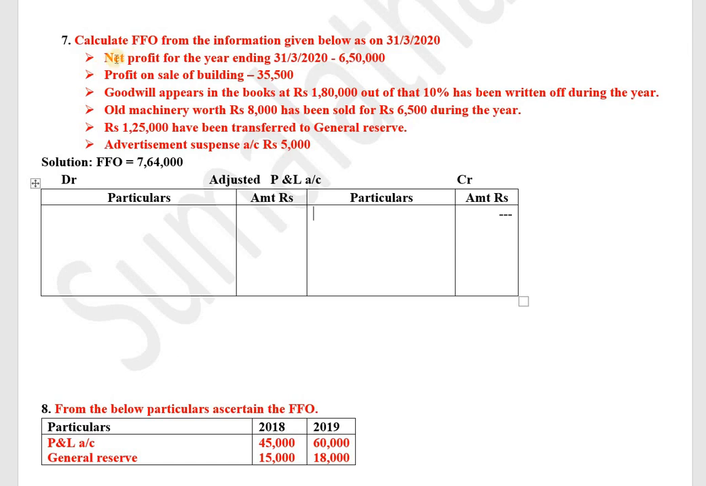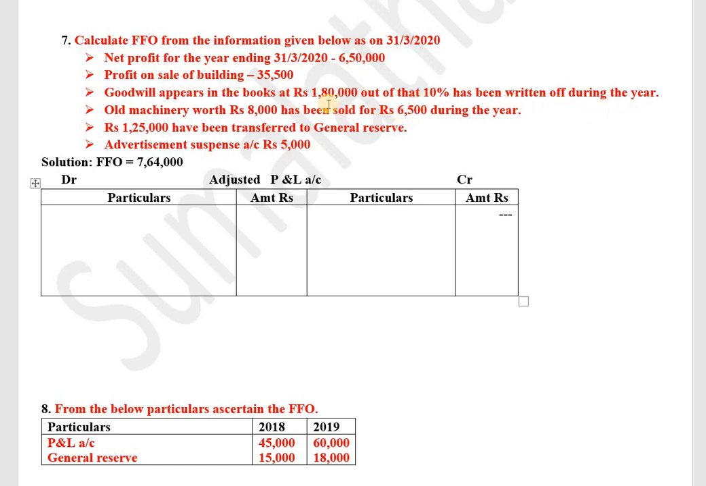So this is the 7th problem given. Calculate funds from operation from the information given below as on 31st March 2020. So in this problem, net profit for the year ended 31/3/20 is 6,50,000. Profit on sale of building 35,500. Goodwill appears in the books at rupees 1,80,000. Out of that, 10% has been written off during the year.